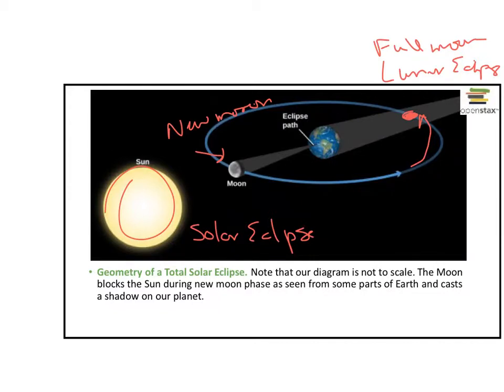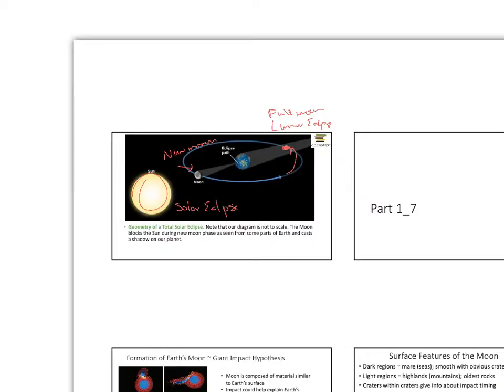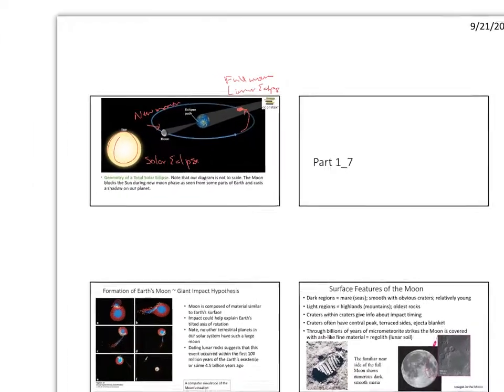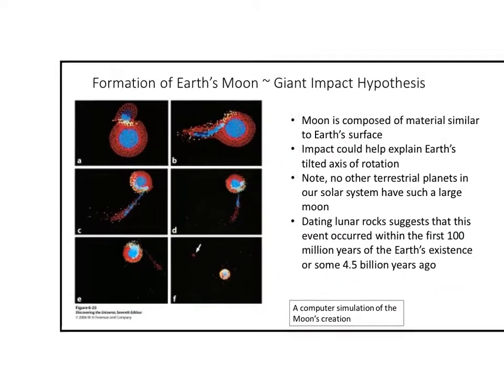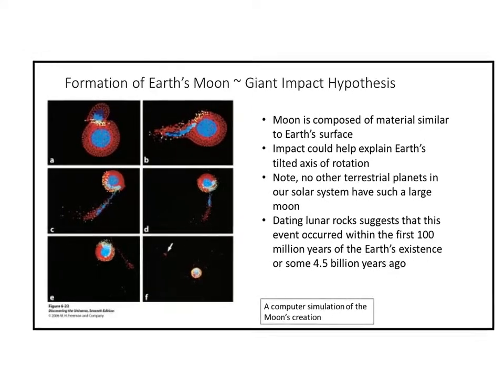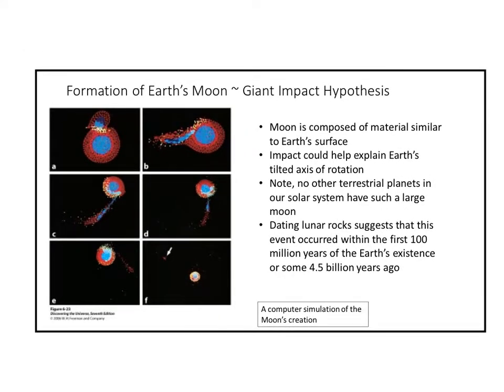Then on to the next part, part 1-7. So you're going to want to know generally the steps by which we got our moon. I just think that's so cool, that our moon is a little piece of the Earth.